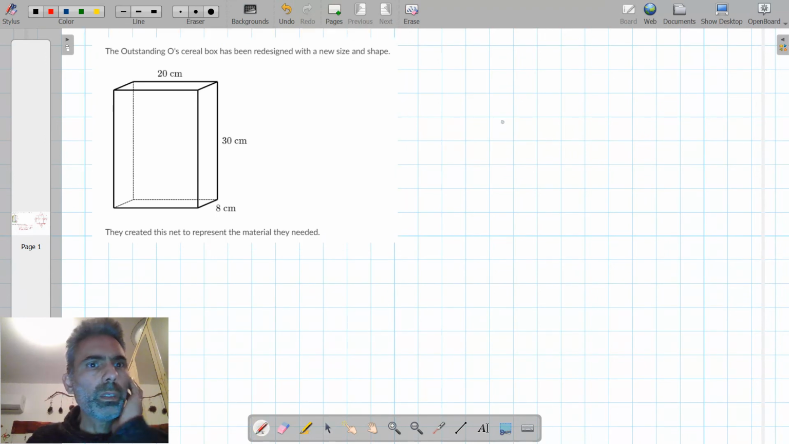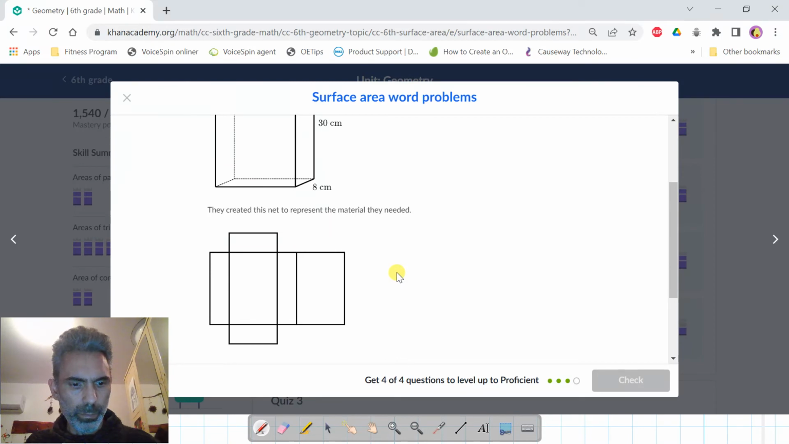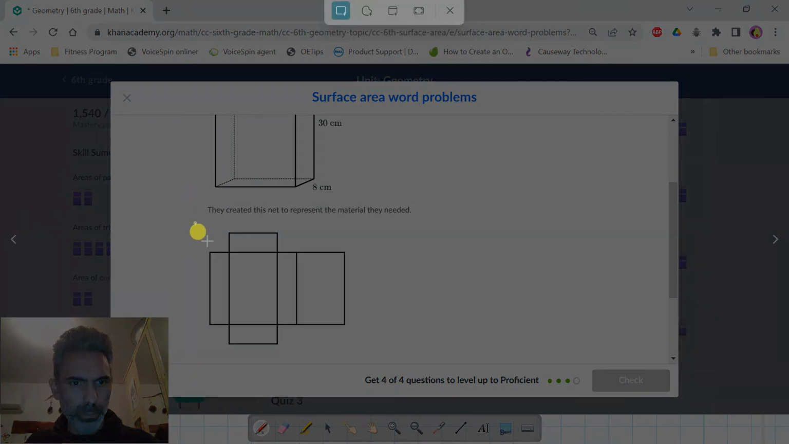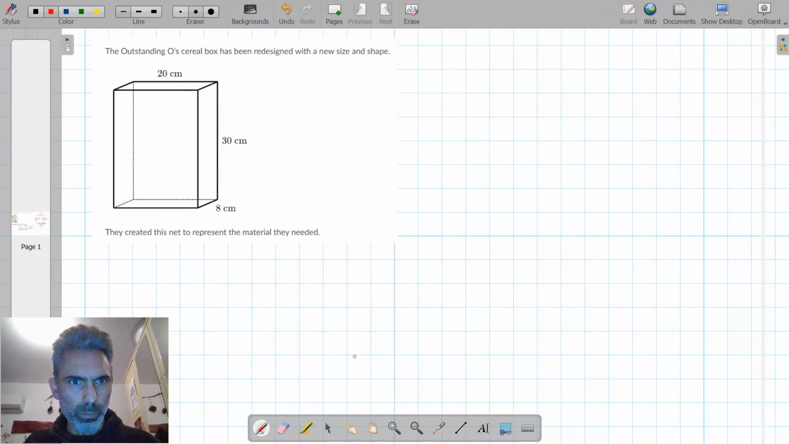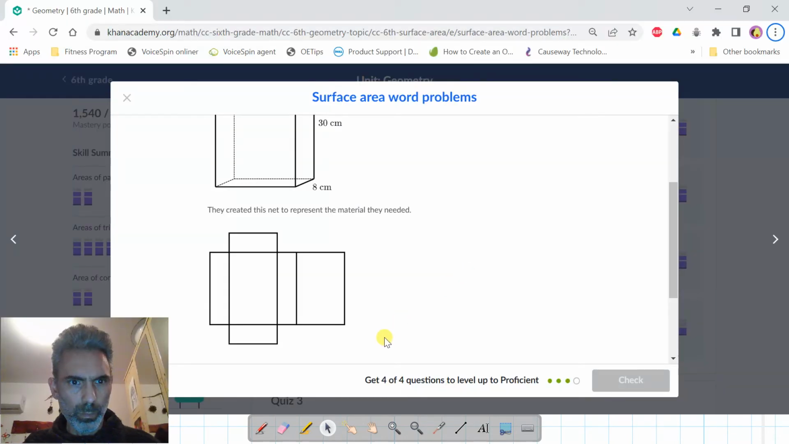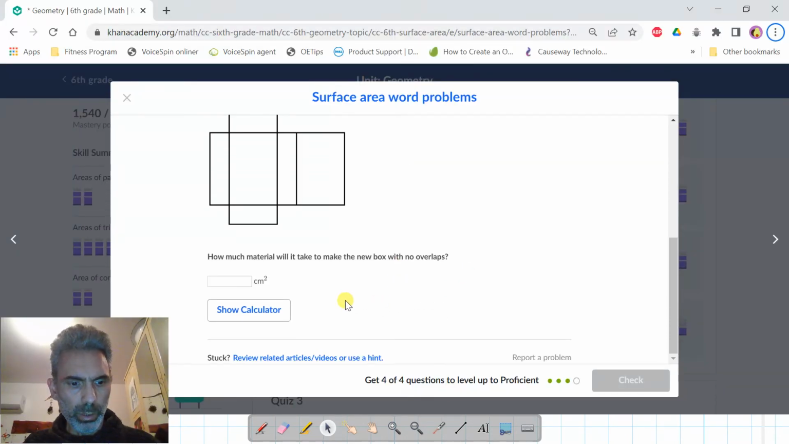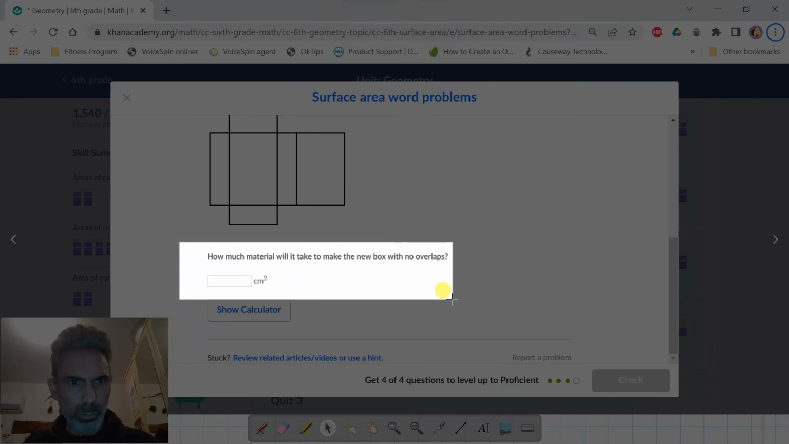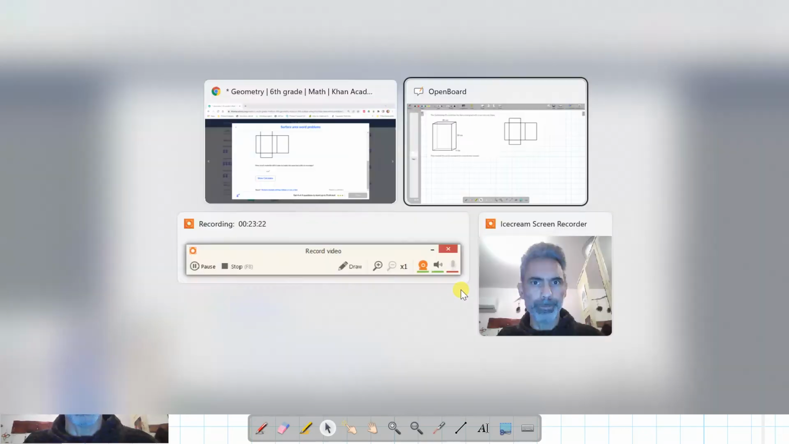Okay, the Outstanding O's cereal box has been redesigned with a new size and shape. They created this net to represent the material they needed. How much material will it take to make the new box with no overlaps?